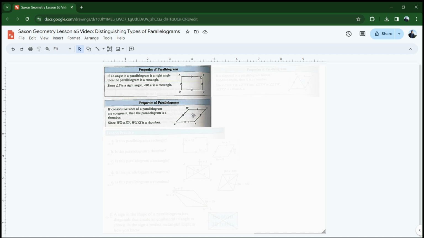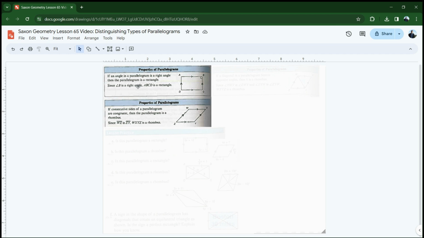All right, now let's take a look at these. If an angle in a parallelogram is a right angle, just one, you just need one angle in a parallelogram. If you know your figure is a parallelogram and it has one right angle, all of the angles are right angles, and therefore it is a rectangle. If you can just prove that there's one right angle, that is a property of a parallelogram.